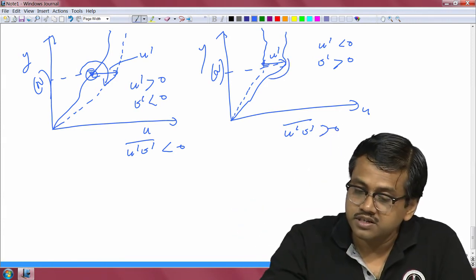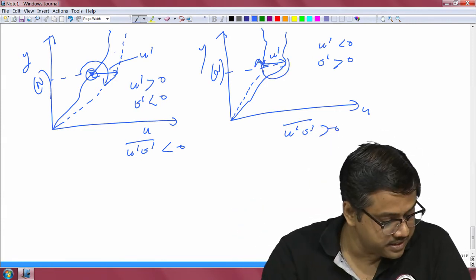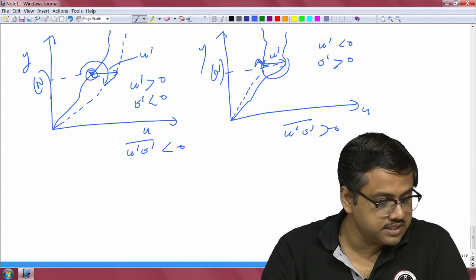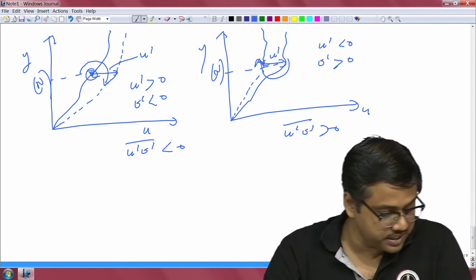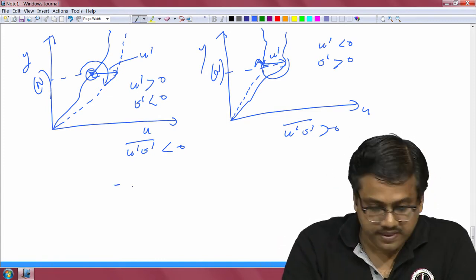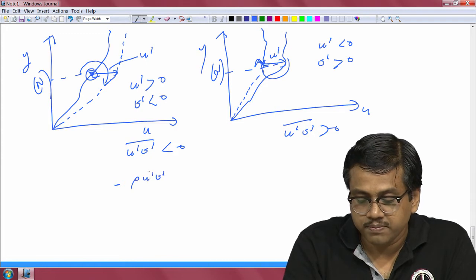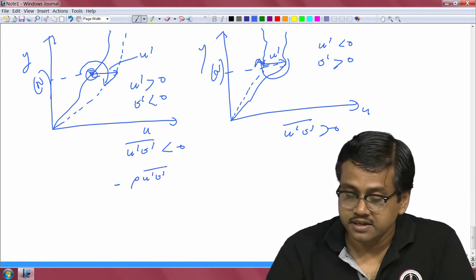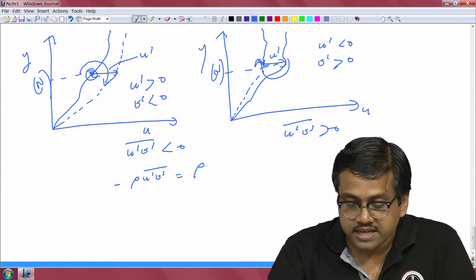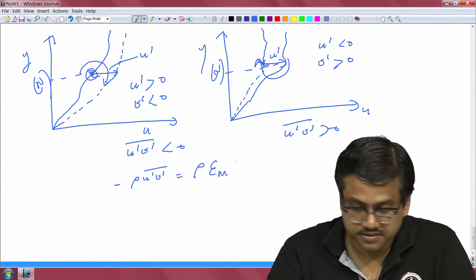Okay. So, here it is like this, here it is like that. So, this is rather interesting and this enables us, when you actually have u prime v prime bar, can we write it as something like this?